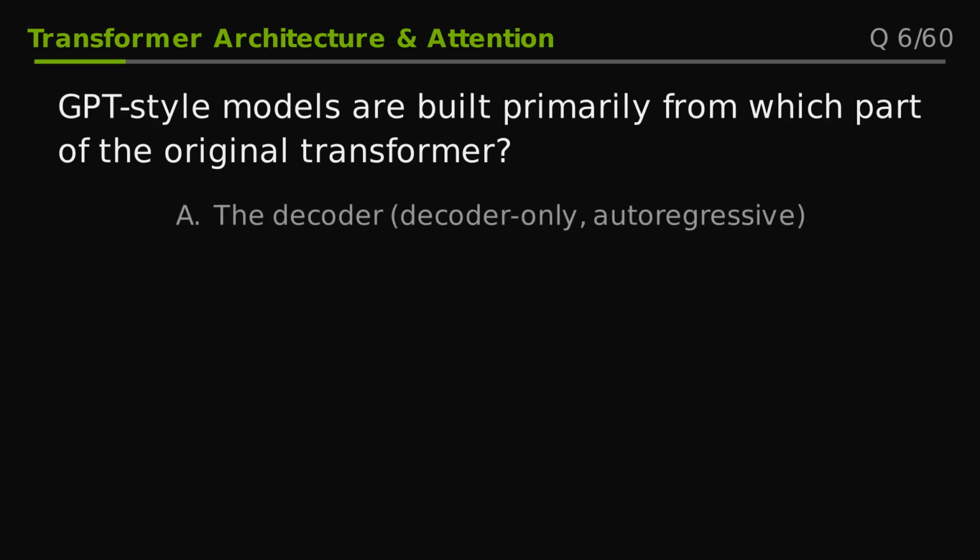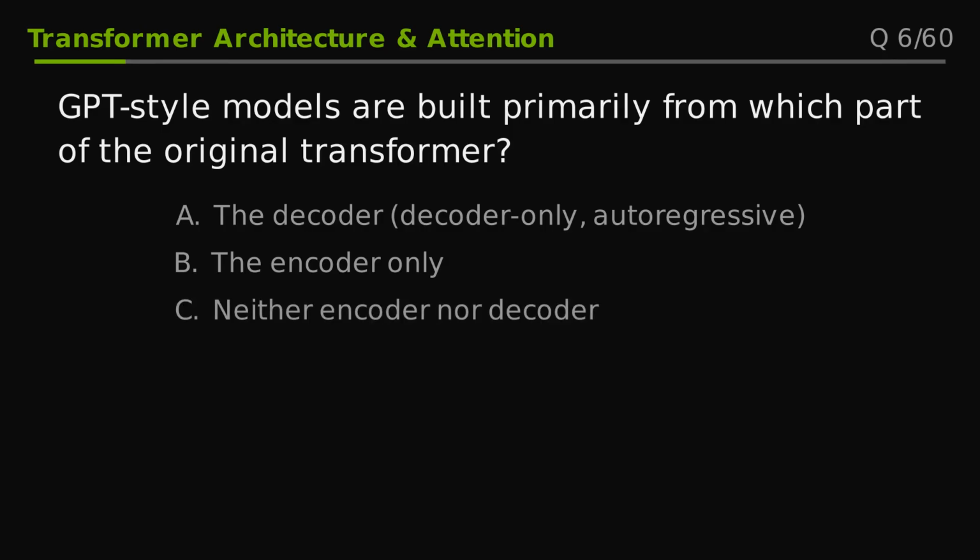Option A. The decoder only, autoregressive. Option B. The encoder only. Option C. Neither encoder nor decoder. Option D. The convolutional backbone.